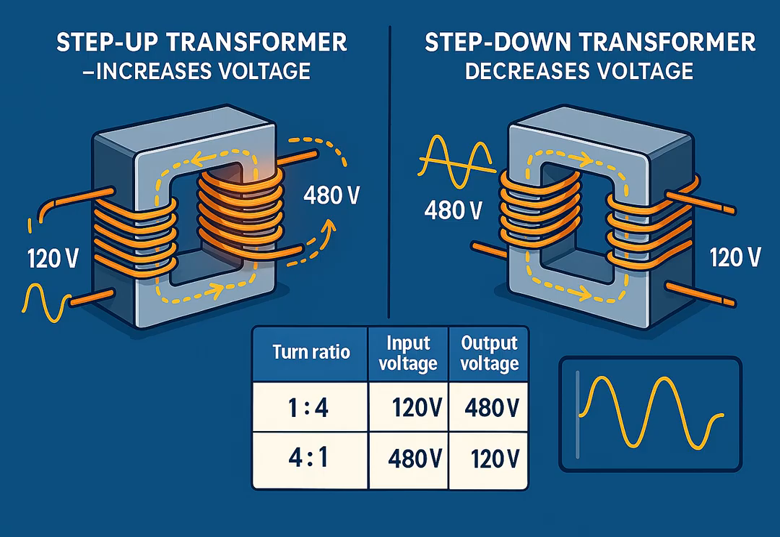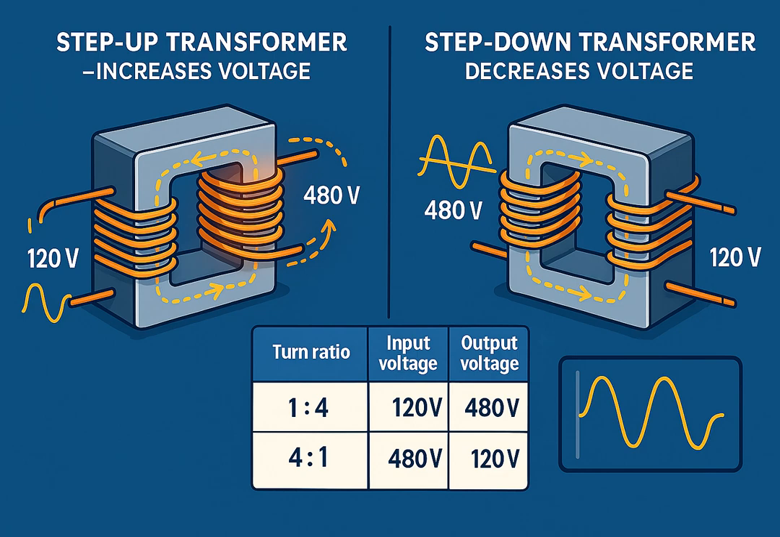Voltage step up, step down. A transformer changes voltage based on the turns ratio between its primary and secondary coils. If the secondary coil has more turns than the primary, the transformer steps up the voltage. If the secondary has fewer turns, it steps down the voltage. The formula is Vs over Vp equals Ns over Np.